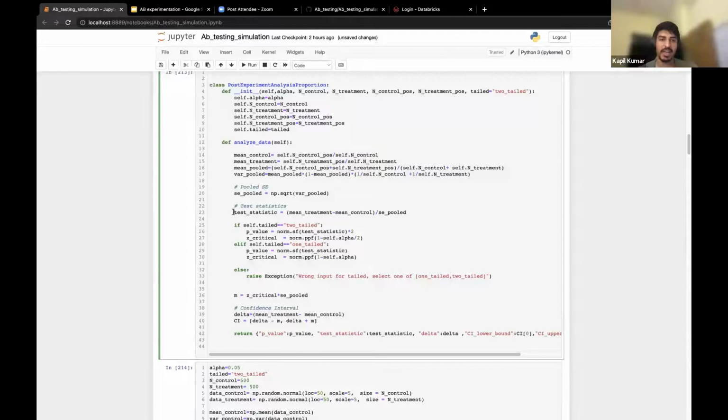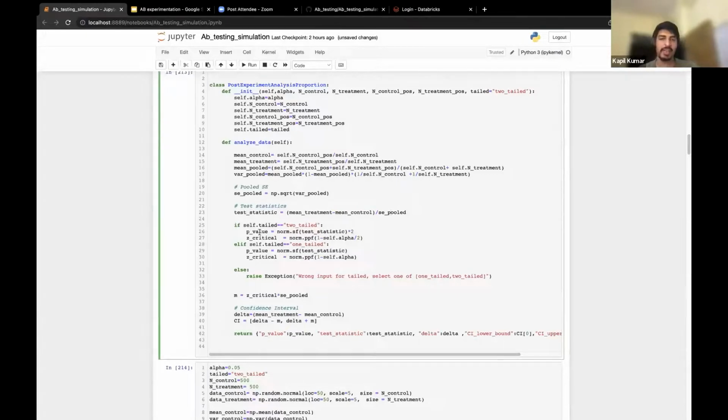And again, this is the same thing that we showed in the formula, basically mean treatment minus mean control, divided by the standard error. And once we get this value, if it is a two-tailed test, then for the p-value you have to multiply it by 2. The reason being, in a two-tailed test, we are concerned about both the left and right extremes.